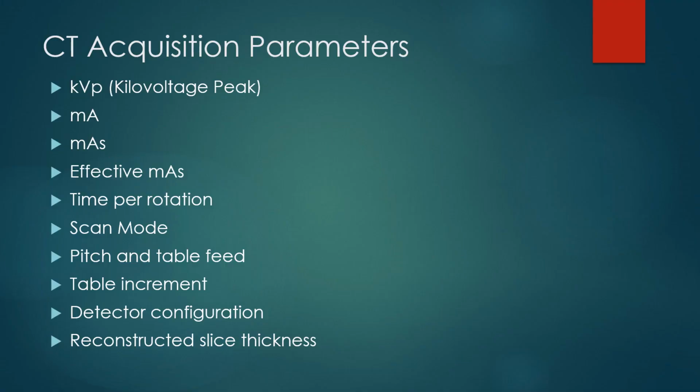X-ray technologists working on a CT scanner should be familiar with the following technical factors and how they affect the image and if there are any trade-offs with regards to dose. The parameters we will discuss are kVp, mA, mAs, effective mAs, time per rotation, scan mode, pitch and table feed, table increment, detector configuration, and the reconstructed slice thickness.